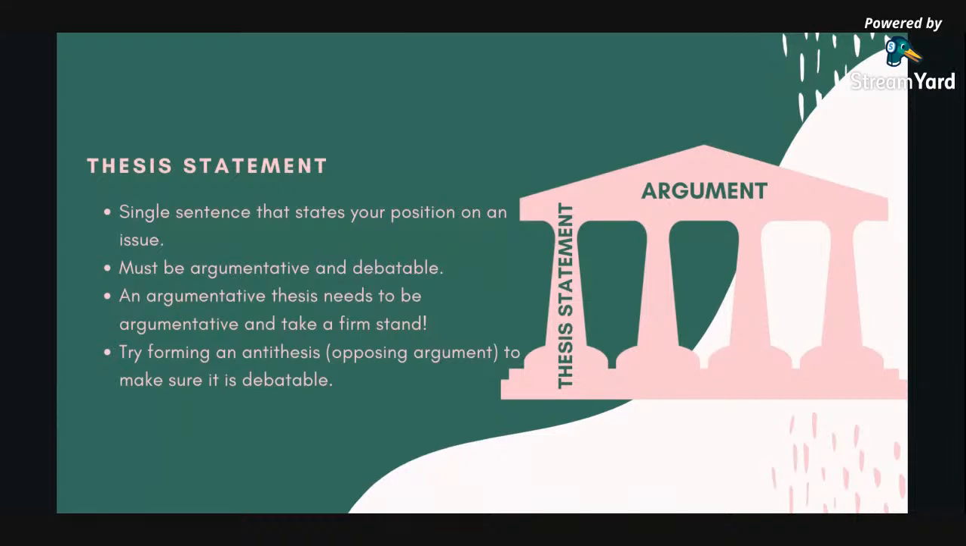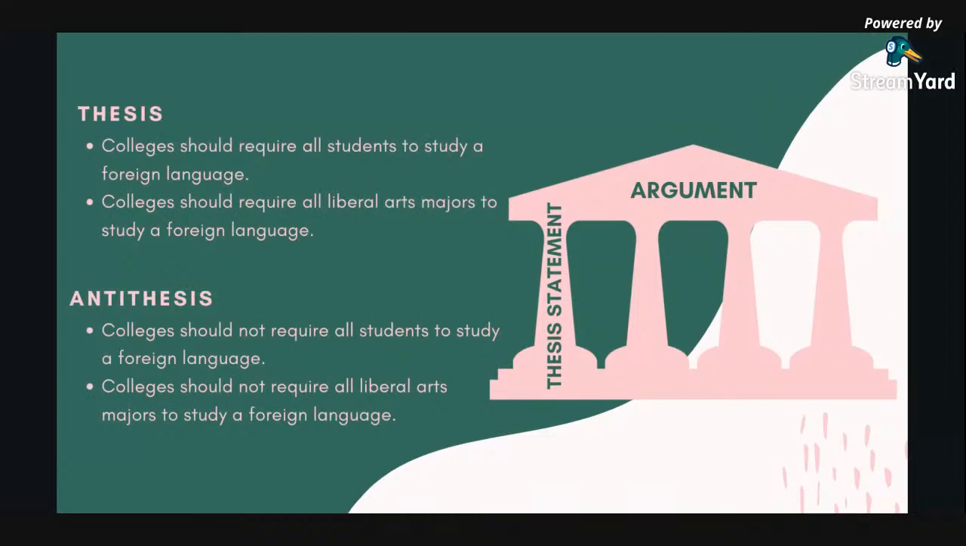And I'll give you an example. I've got 2 examples of theses. The first one: colleges should require all students to study a foreign language. It's debatable, right? Because it's a person's opinion and it's something that can be debated. Also, colleges should require all liberal arts majors to study a foreign language. But if we want to check that they are debatable, we could do the opposite of them, the antithesis, which is on the bottom.